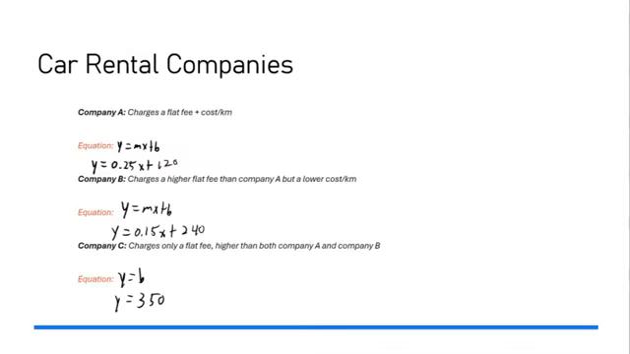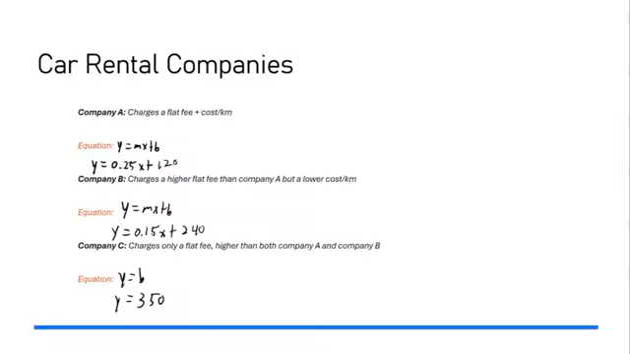Car rental companies. I asked ChatGPT to give me some car rental companies' pricing for my trip. Since the trip is going to take 3 days, it gave me these numbers. For company A, it charges a flat fee plus cost per kilometer, and I got y equals 0.25x plus 120. So the cost per kilometer is 25 cents, and the flat fee is $120.